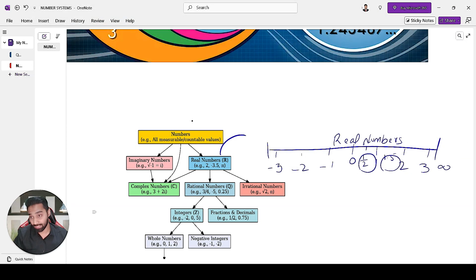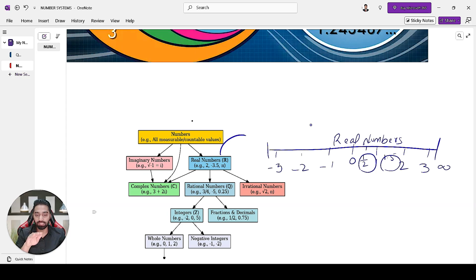Okay, now let's talk about real numbers. When I say real numbers, they include 1, 2, 3, 0, -1, -2, 0.5, anything that you can think of that can be kept on a number line. Done? Understood? Now, within this, we have rational and irrational numbers.